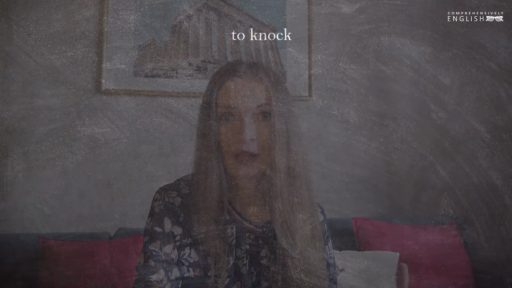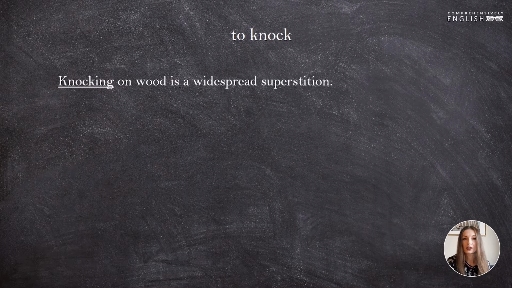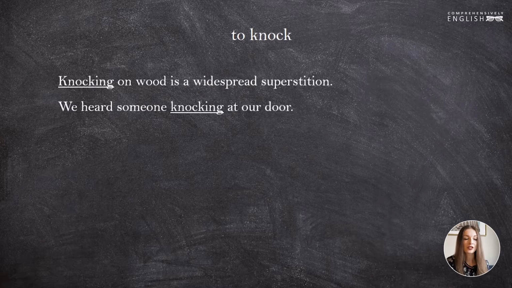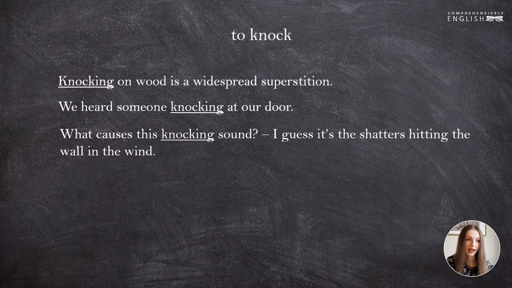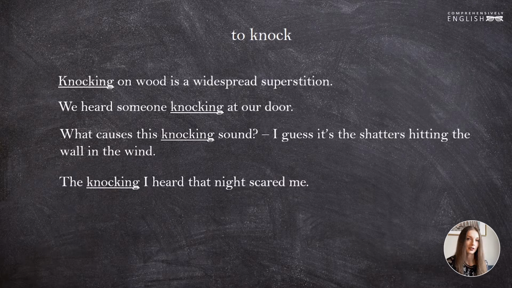Let's take one particular verb, add the ing suffix to it, and see how it can function as different grammar phenomena in different contexts. Knocking on wood is a widespread superstition. We heard someone knocking at our door. What causes this knocking sound? I guess it's the shutters hitting the wall in the wind. The knocking I heard that night scared me.